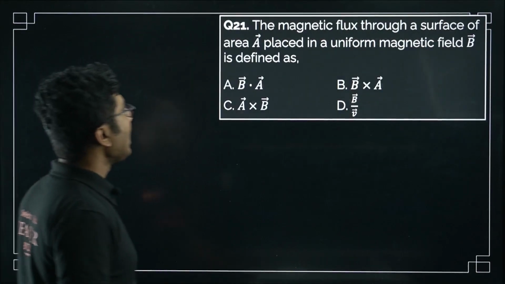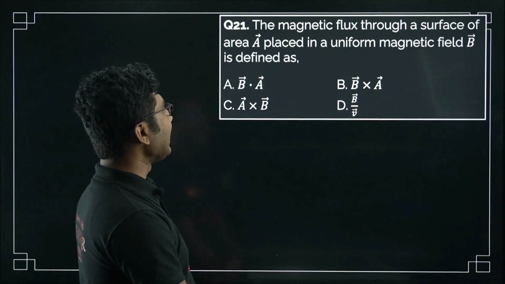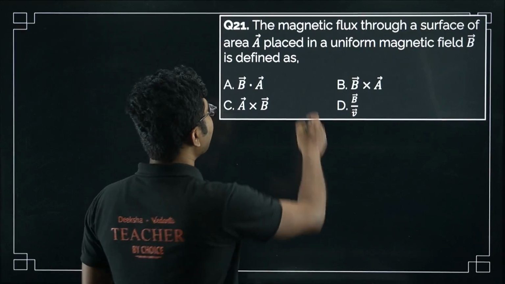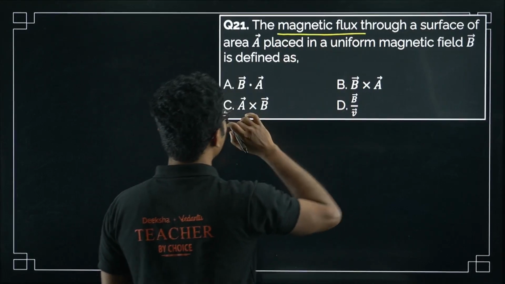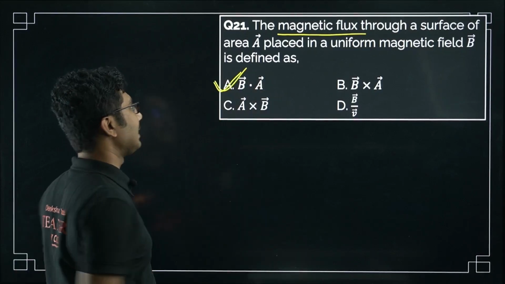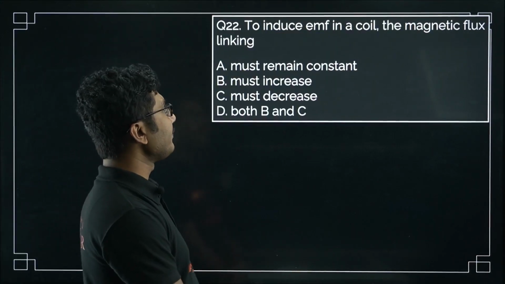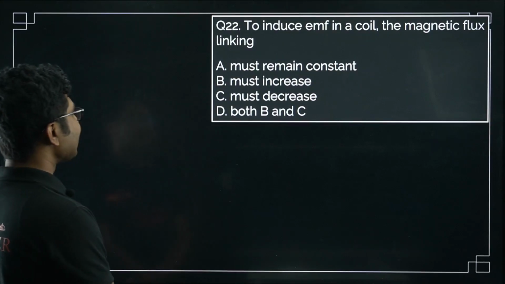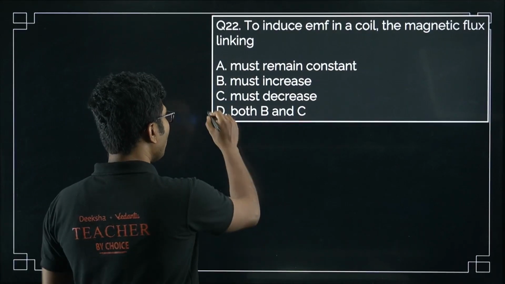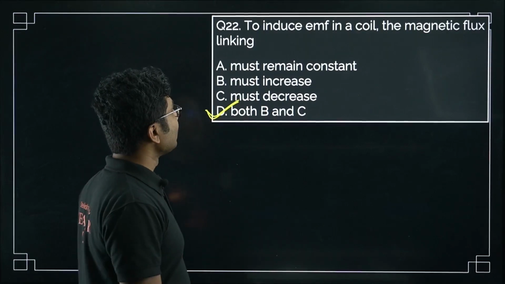Next question. The magnetic flux through a surface of area A placed in a uniform magnetic field B is defined as. So what we are trying to find? Magnetic flux. Magnetic flux is B dot A. Okay, so the dot product, magnetic flux is a scalar quantity, so it will be B dot A. Next question. To induce EMF in a coil, the magnetic flux linking must remain constant, must increase, must decrease, both B and C. So either it can increase or it can decrease. Okay, so both B and C.